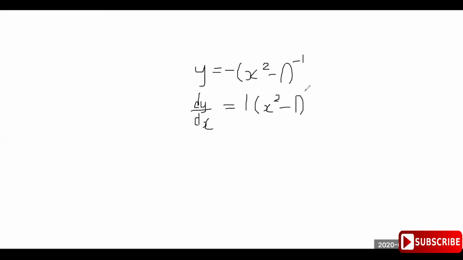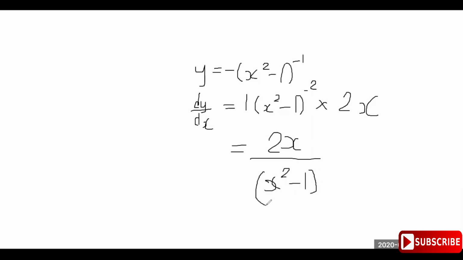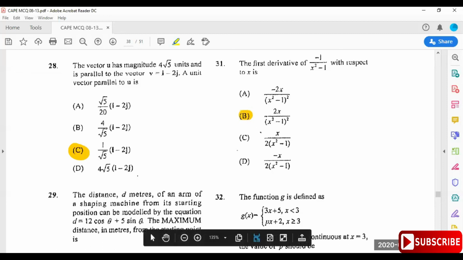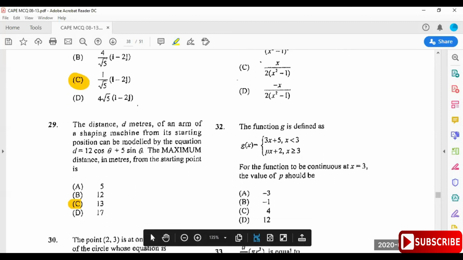Then x squared minus 1, and you subtract 1 from the power to be -2. Then you multiply by the differential of the inside of the bracket, which is 2x. And so it's going to be 2x over (x squared minus 1) all squared. Easy question. So 2x over (x squared minus 1) all squared. That's B.